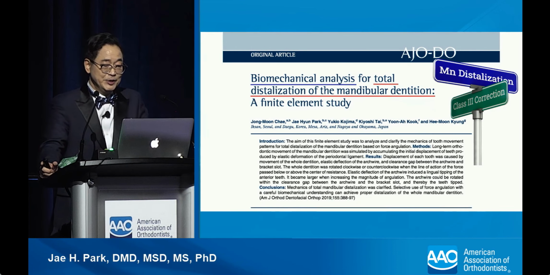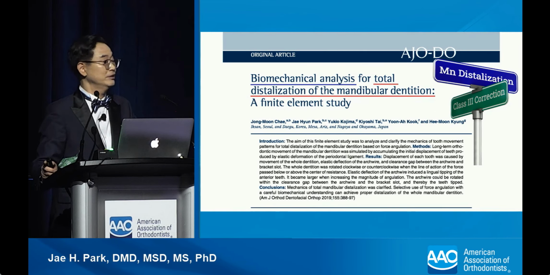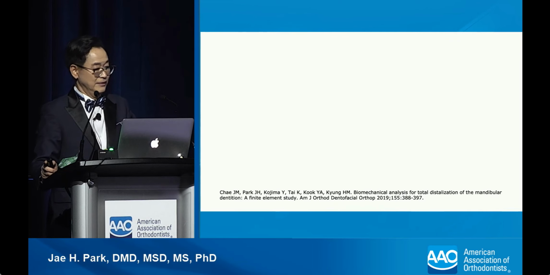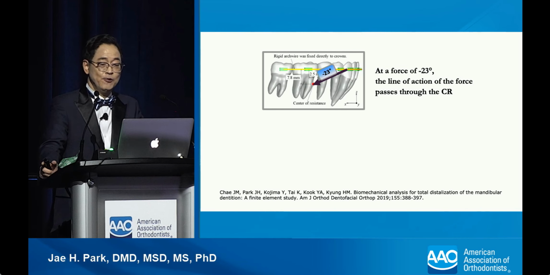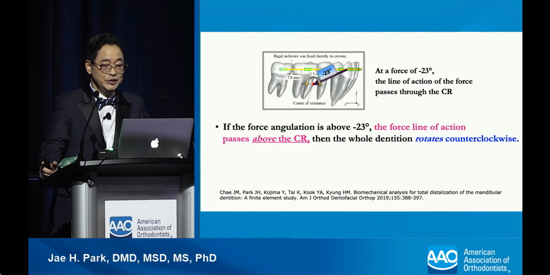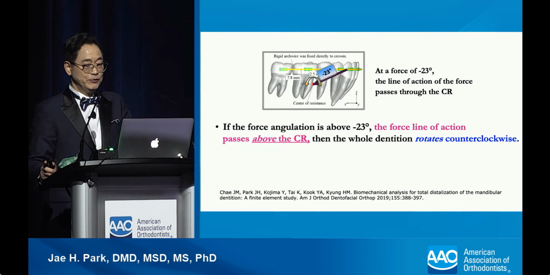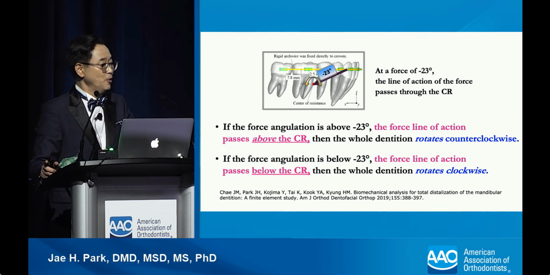In this finite element study, we reported the biomechanical analysis of total arch distalization for class 3 correction. At a force angulation of minus 23 degrees, the line of force passed through the center of resistance. The whole dentition rotates counterclockwise if the force angulation is above the center of resistance. If the force angulation is below the center of resistance, the whole dentition rotates clockwise.